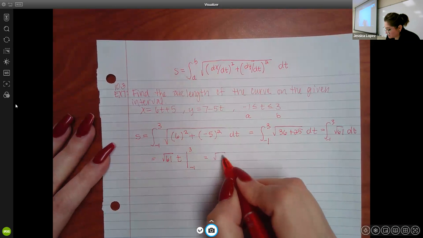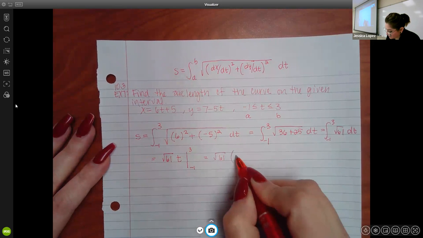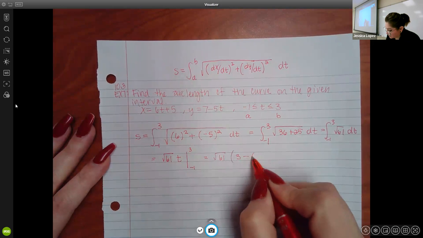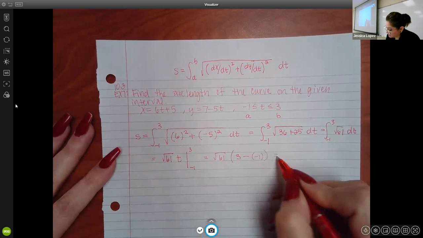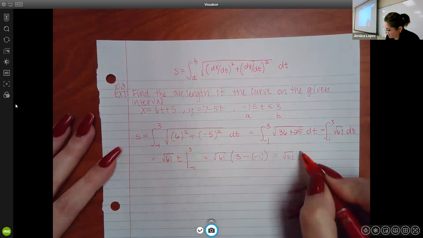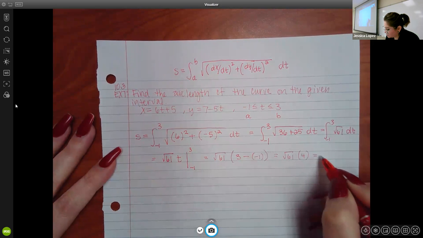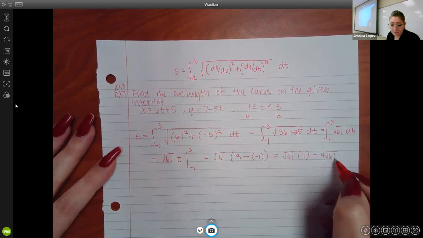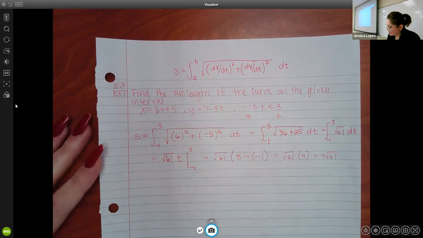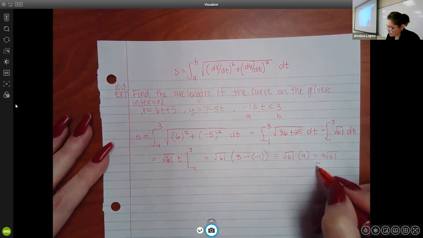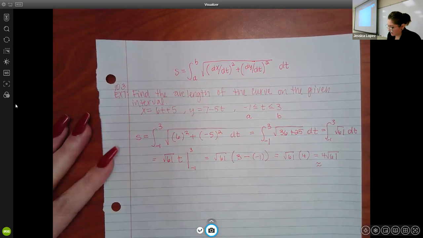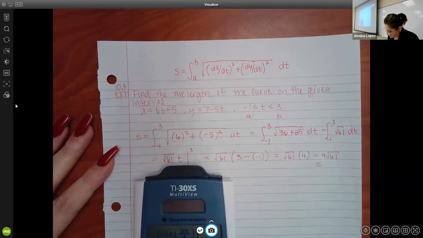I don't like to do this in both parts, so I'm just going to plug in 3 for t minus, and then plug in 1 for t. And I get 4, which is just 4 square root of 61. I think it asks you for decimal places in the WebAssign, like 3 decimal places or something. So 4 square root of 61.